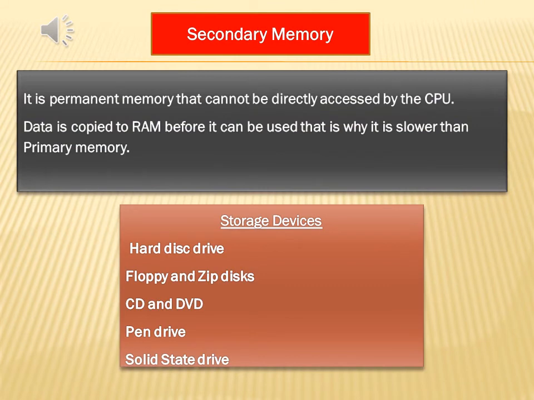Now we have the second type of memory, secondary memory. This memory is not directly accessed by the CPU, and data from secondary memory has to be copied to the RAM before it can be used. But it keeps the data permanently, so it is used to store programs and data for a long time. There are some devices which work as secondary memory, like hard disk, pen drive, CD, DVD and many more. Let's discuss them one by one.